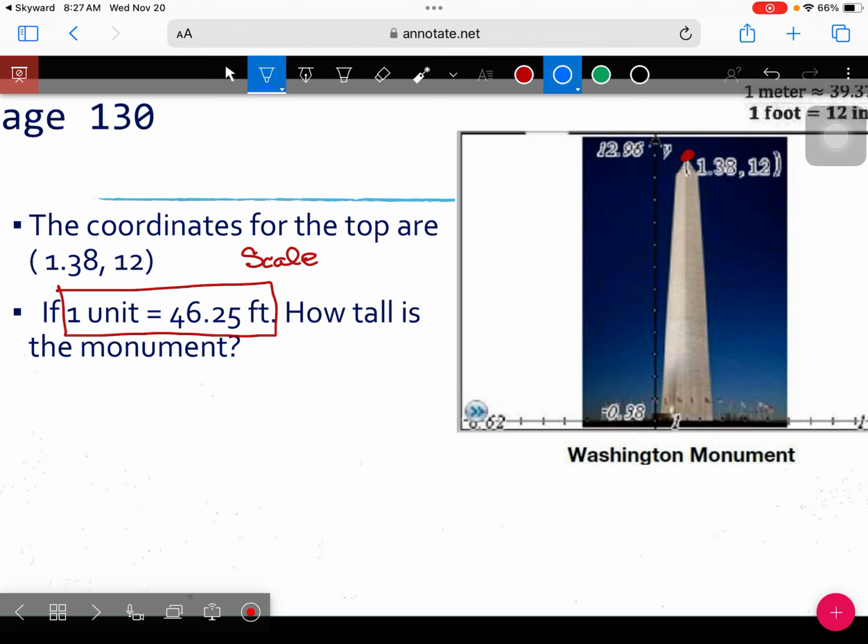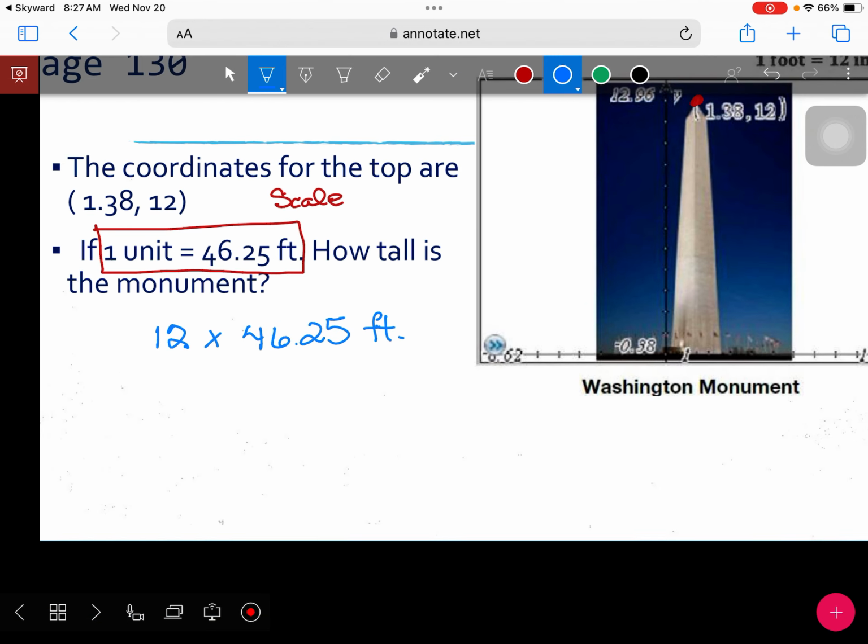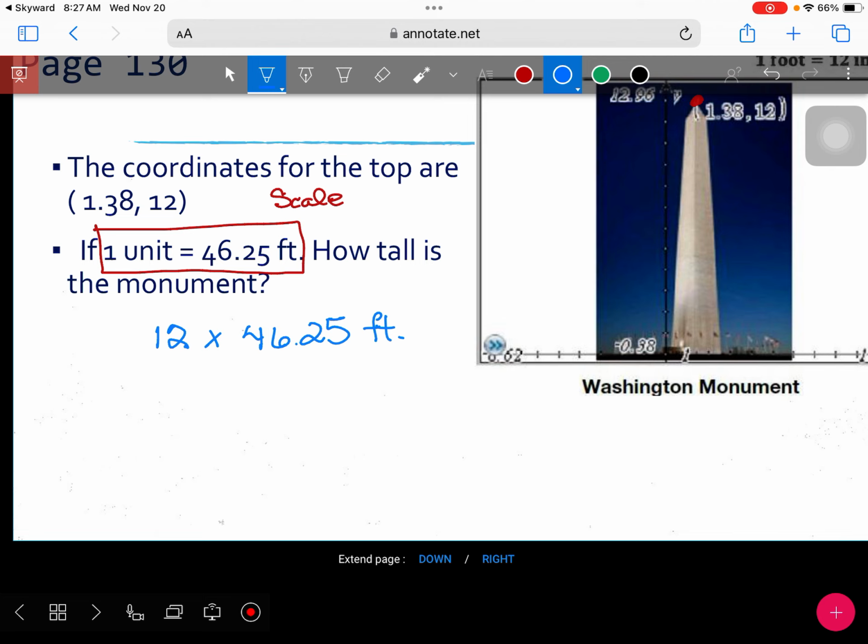Okay, so Muhammad says we need to multiply 12 by 46.25 feet. What do you think of that answer? Good answer? Not so good? What do you think? Darius, what do you think of that? Yes? No? Maybe? Not sure? Matthew, what do you think? Is that going to give us the height of the Washington Monument? Yeah.